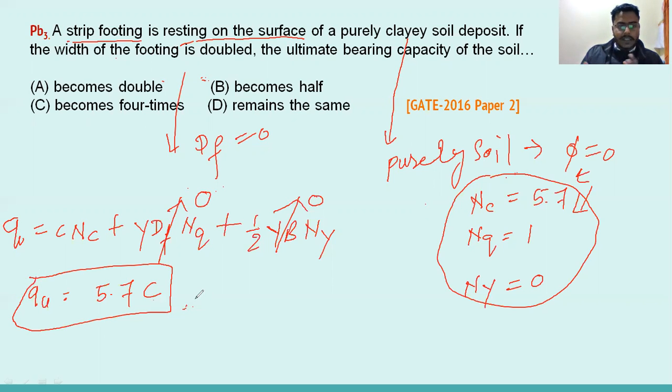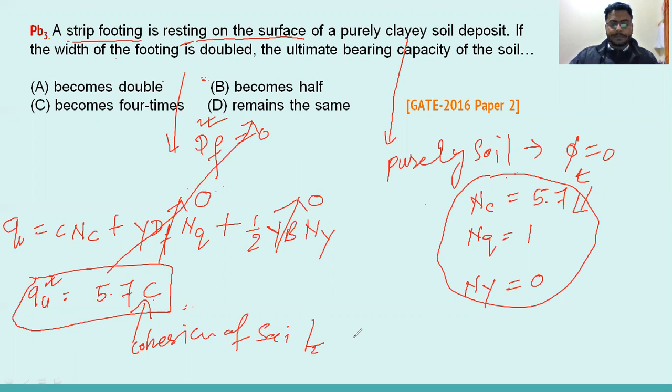So you can see the ultimate bearing capacity depends only on the cohesion in this condition. So whatever change you make in the dimensions of the footing, the ultimate bearing capacity will not change. So you can select the option: remains the same. Option D is correct, because in the expression you can see the ultimate bearing capacity depends upon the cohesion of the soil. Are you getting the point?